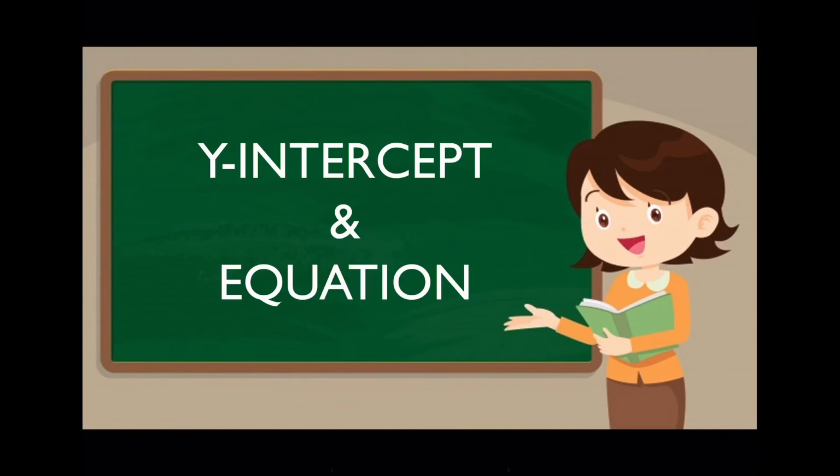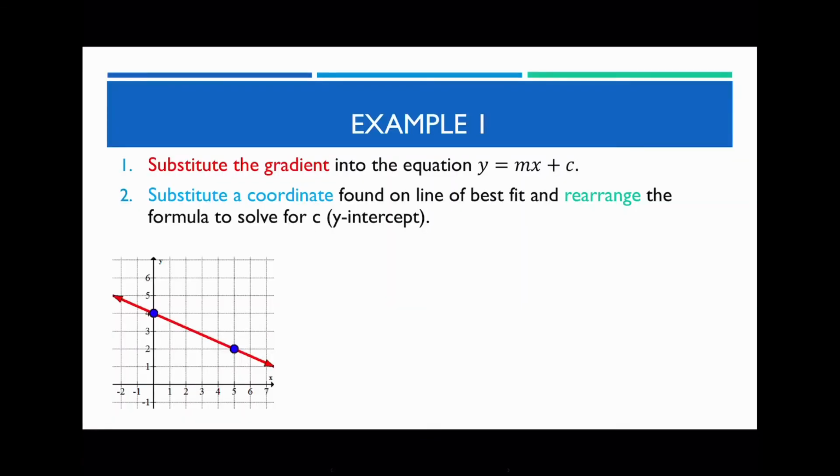Now that we have already learned how to calculate the gradient for the line of best fit, we're now going to be looking at the last part of today's lesson, which is finding the y-intercept so that we can actually generate an equation for the line of best fit. So as I said, the first step that we always do is find the gradient. So let's look at another example up here. In order to find our equation, firstly find the gradient, okay?